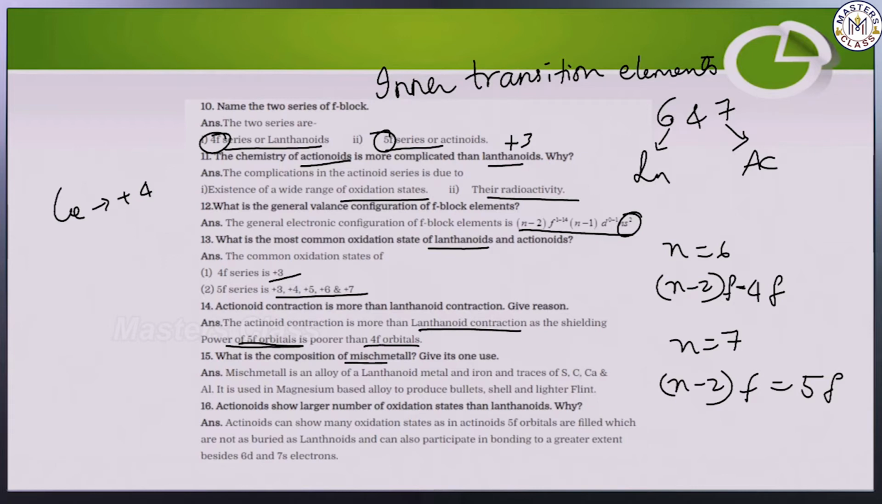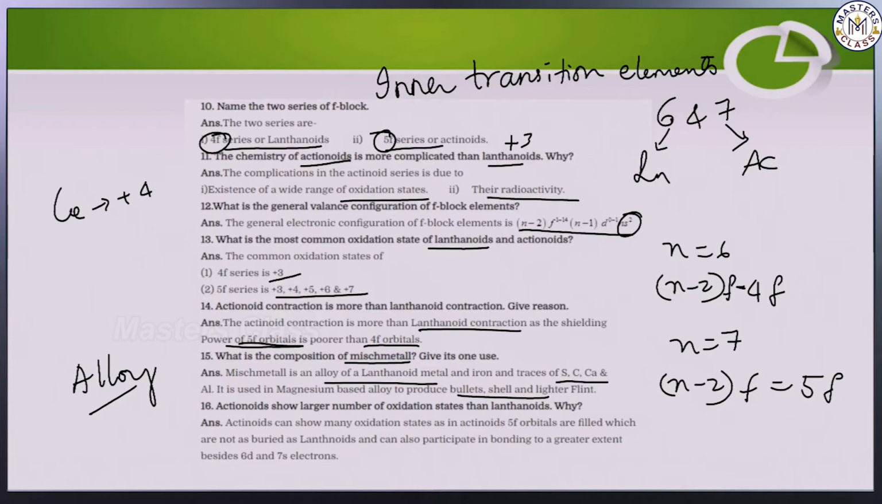What is the composition of Mish metal? Give one use. Mish metal is an alloy of lanthanoid metals. 95% lanthanoid metal is there, with nearly 5% iron and traces of carbon, sulfur, calcium, and aluminium. These metals and non-metals are added to make the Mish metal. It is used to make bullets, shells, or the lighter flint.